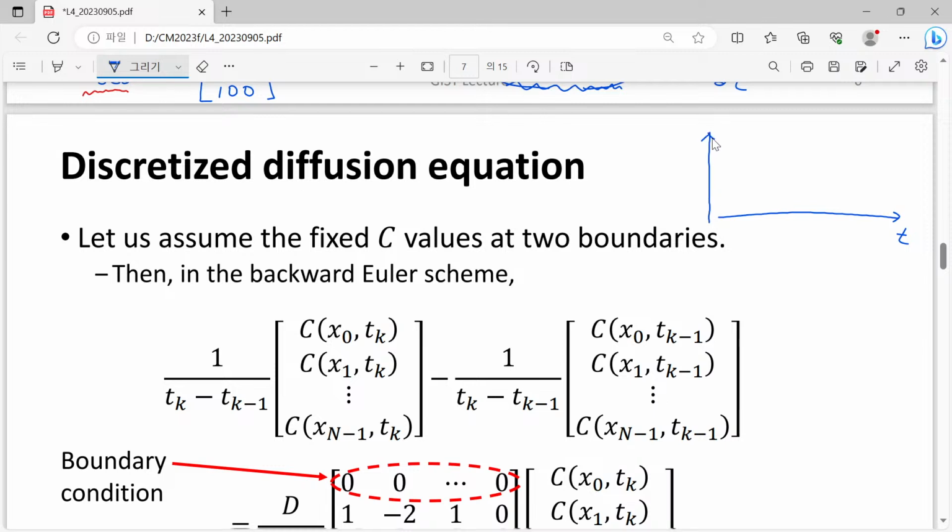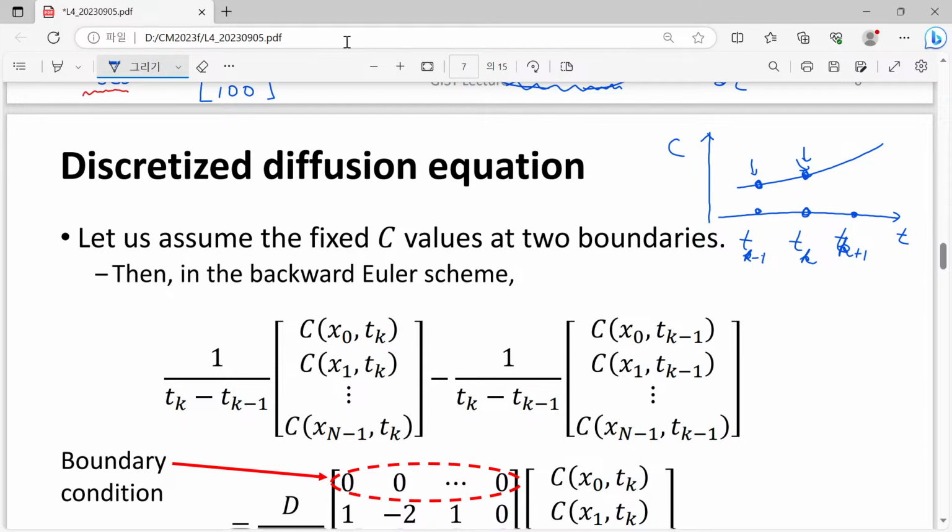His question was like this. Let's say that we have a certain C function, and here we are talking about t sub k, t sub k plus 1 and t sub k minus 1. In the backward order scheme, we take the difference between this and that and assign the average slope to here. That was the backward order scheme.